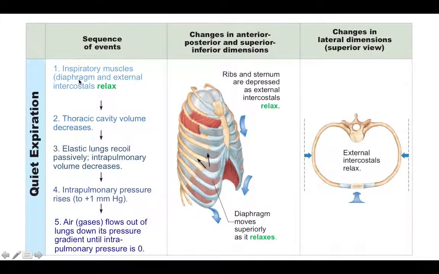So again, the muscles are just going to relax. That's going to cause the volume of the cavity and the intrapulmonary volume to decrease. When the intrapulmonary volume decreases, that intrapulmonary pressure increases. And then the air is going to flow out of the lungs down its pressure gradient until it equalizes with the atmosphere.